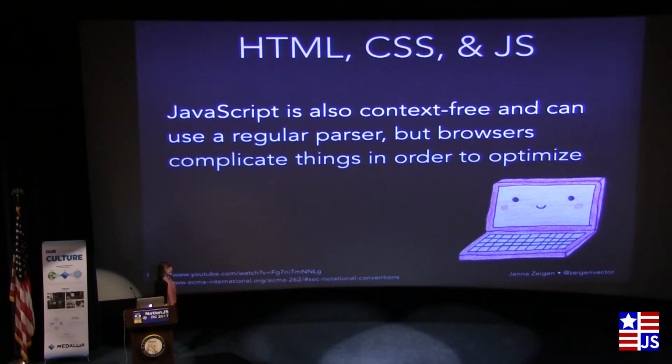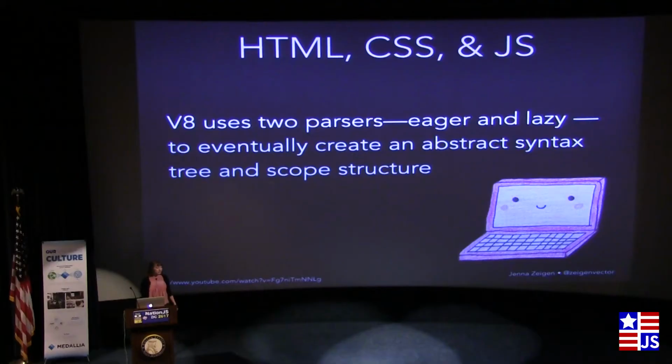JavaScript is also more or less context-free and can use a regular parser, but browsers these days end up complicating things in order to optimize the execution of the JavaScript. I happen to know a bunch about V8 just because they're putting such great content on the internet in talks and blog posts, so I'll talk about generally what this looks like in Chrome and other V8 environments. V8 uses two parsers, an eager parser and a lazy parser, to eventually create an AST, an abstract syntax tree, and a structure that represents the scope.